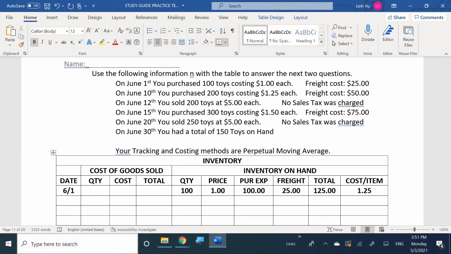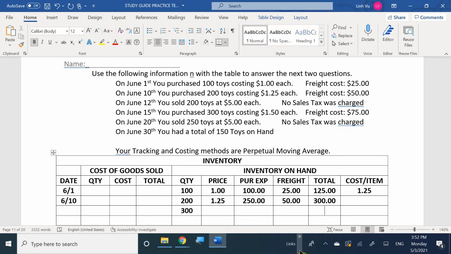So then what happened next? Purchase 200 toys costing 125 each. So I believe the purchase price is 125. Or no, 250, I'm sorry, with 50 freight. 300. Okay. So this is where, what's the next step you need to do? You take your totals divided by quantity, and you still end up with 125. Now, do you really? No, we don't need to.